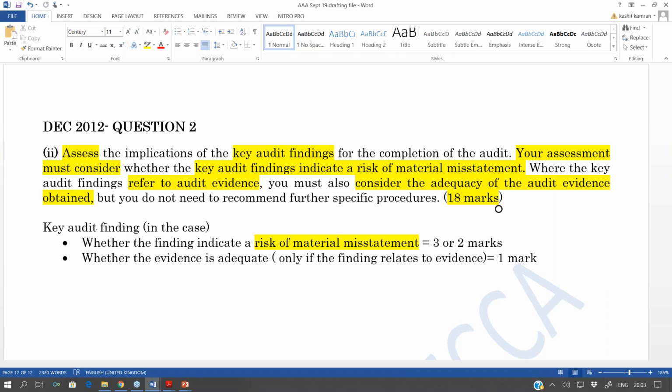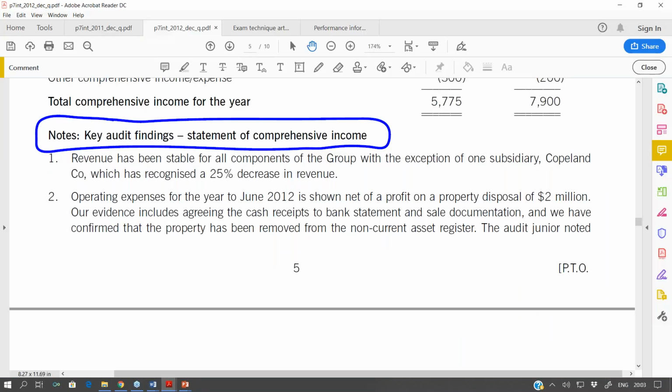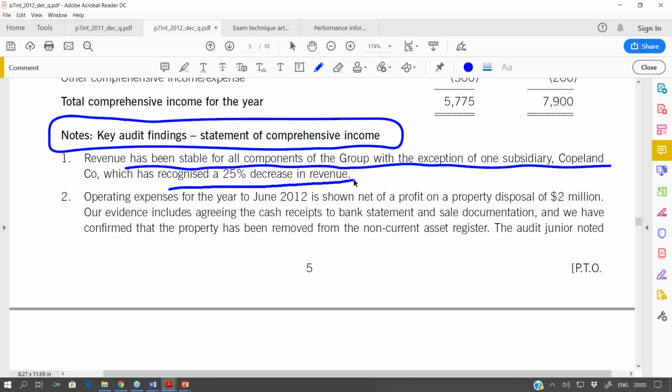Can I get quick answers from all of you? Does finding one relate with evidence? So can we comment on evidence in the first finding? No. So finding one relates with something else, right? How much has the revenue declined? Revenue has been stable for the components of the group, with the exception of one subsidiary, Coupland, the revenue of which has gone down by 25%. Now let's see note number one, right?